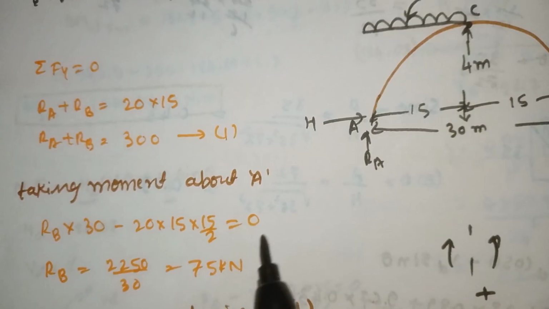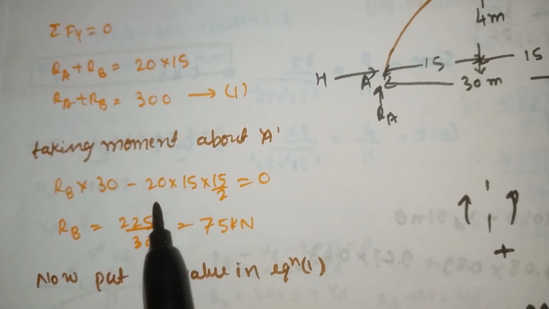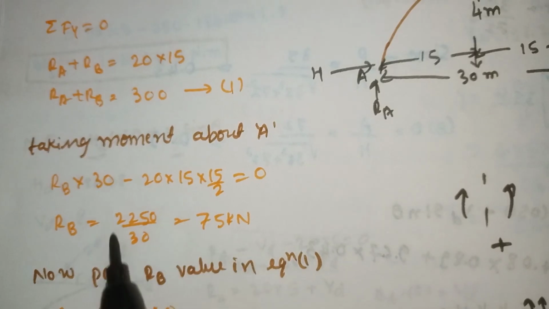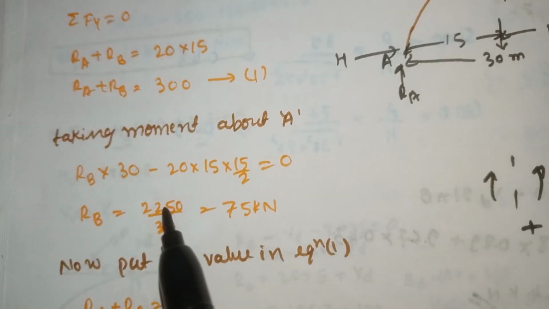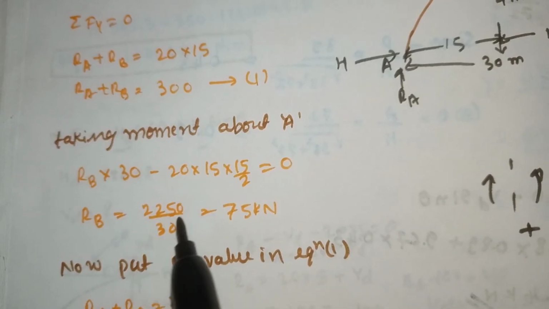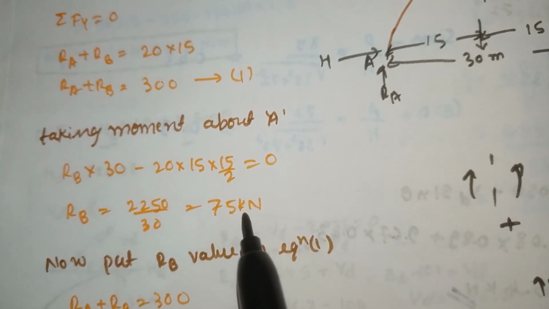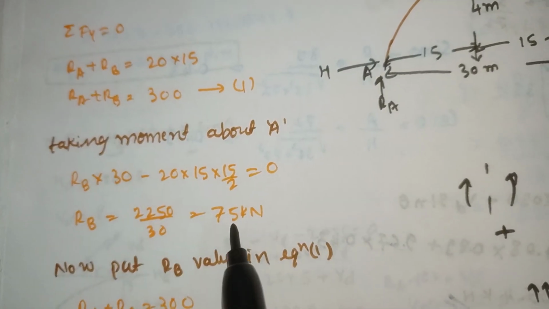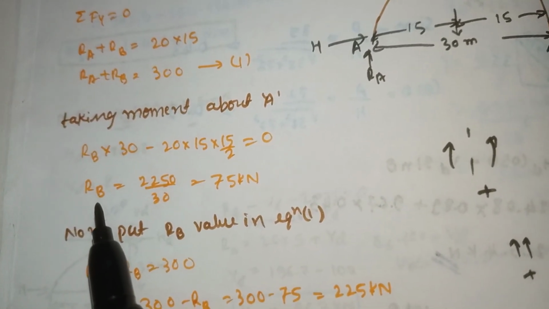Equal to 0. Now simplify this. RB is equal to 2250 divided by 30. So it will come out as 75 kilonewton. This is RB. So now we get the value of RB.